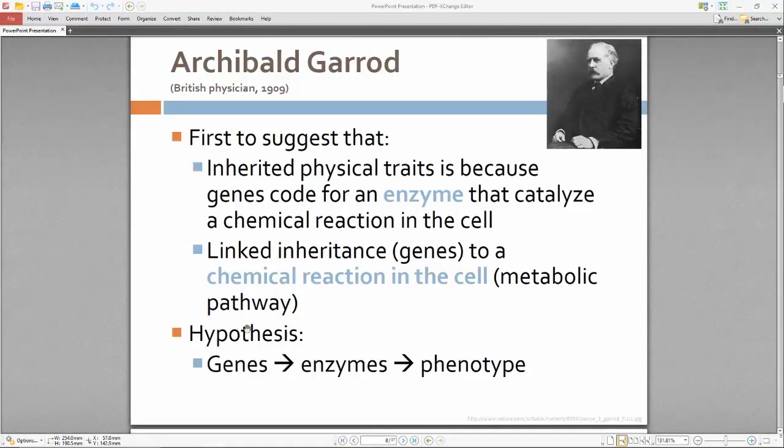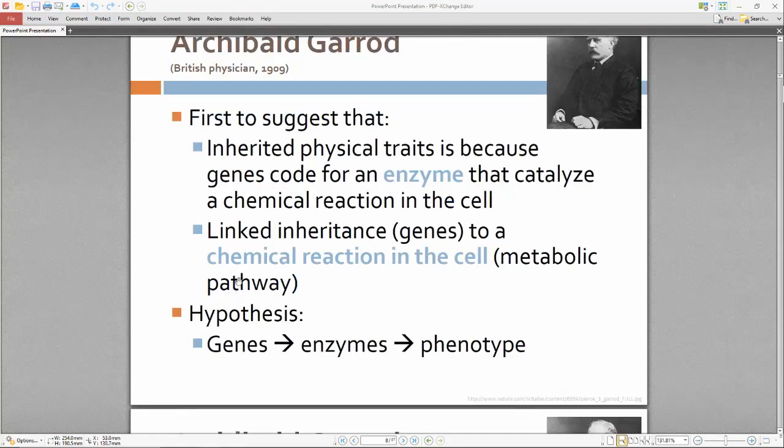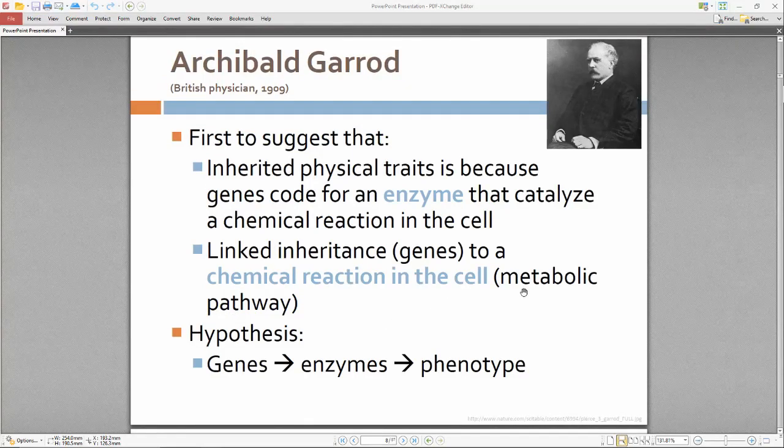Garrod was the first person to suggest that inherited physical traits are because of genes that code for enzymes that then catalyze specific chemical reactions. So he linked inheritance, or genes, to specific chemical reactions in cells, or specific metabolic pathways.